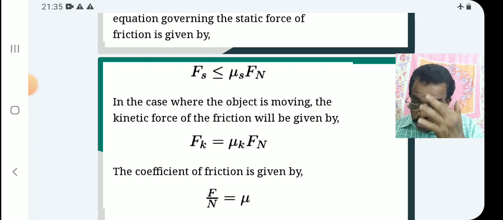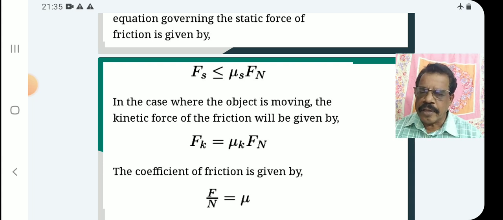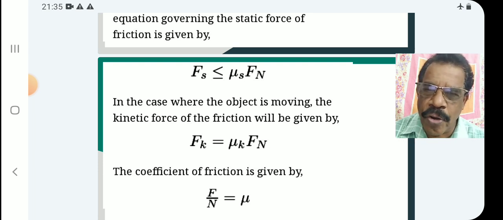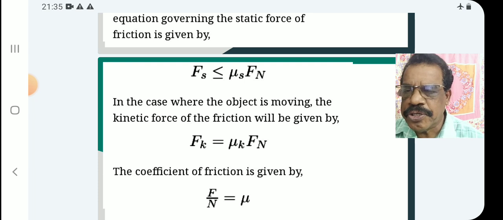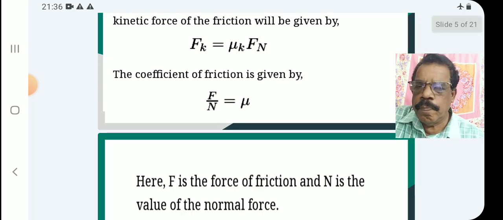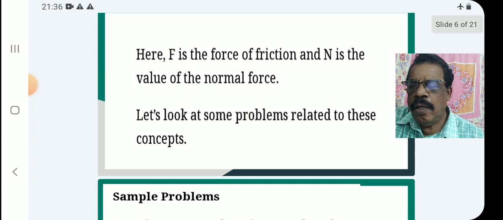Frictional force is proportional to normal reaction. Normal reaction can be written as Fn or simply N or R, capital R. In many ways, this normal reaction can be represented. We can use symbol N, we can also use symbol R or Fn. Here, Fn is given. And mu is coefficient of static friction and mu is coefficient of kinetic friction. The coefficient of friction in general is given by F by N. Frictional force by normal reaction is equal to mu. Here F is the force of friction and N is the value of the normal force. Let us look at some problems related to these concepts.